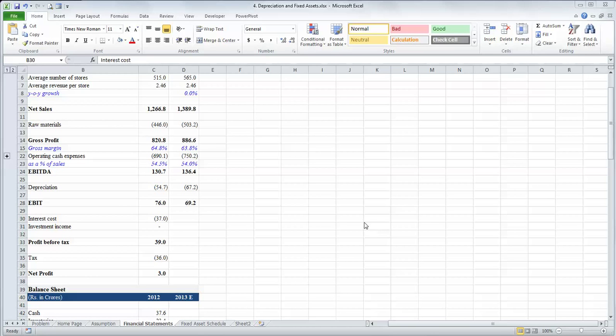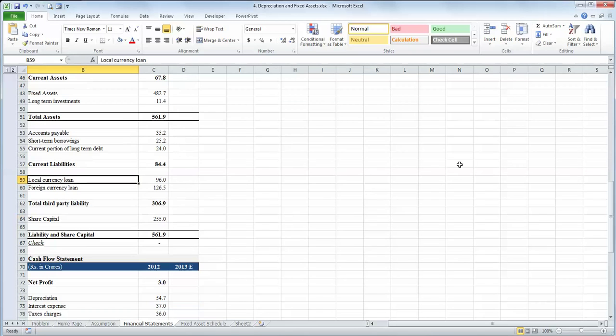In this example, we are going to learn how to model interest cost and loans and debt. In this case, because the company also has foreign currency loan, we shall also see how to take care of foreign exchange rate changes in our financial models.